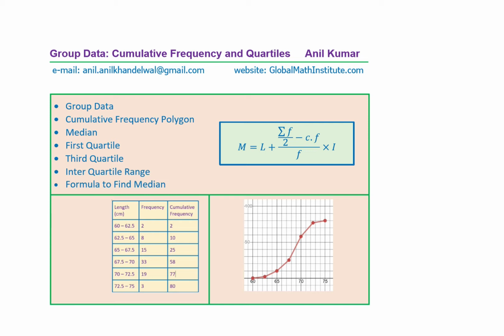In this video, we are going to study how we analyze grouped data. From the grouped data, we are going to draw a cumulative frequency polygon and then find quartiles. We are also going to derive a formula to find the median and then verify our results using the given formula. The median can be calculated with the help of the formula given here. So we'll discuss this in the video.